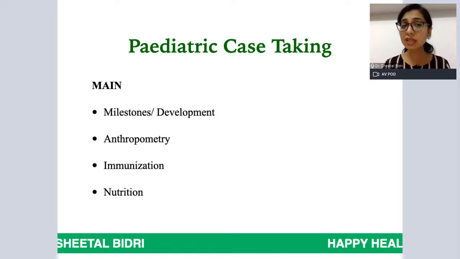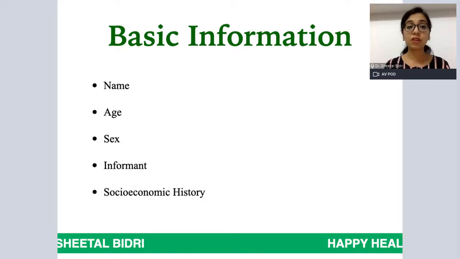So in pediatric case taking, we start off with the basic information. We know we have to take the name, age, sex, because of the different diseases that may present in different ways. Here, important in pediatrics is the informant. Who is an informant? An informant is not just a person accompanying the child. He is basically informing you of the child's situation, or the illness, or the disease. So he becomes a key feature in the case taking of a pediatric case.